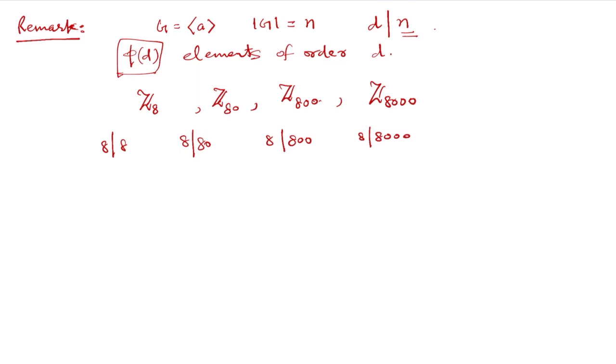So all these groups contain phi(8) elements of order 8, and phi(8) is 4. So all these have 4 elements of order 8. It does not matter what the order of the group is, it matters what D we are taking. So here we are taking D equal to 8, so it has only 4 elements of order 8.